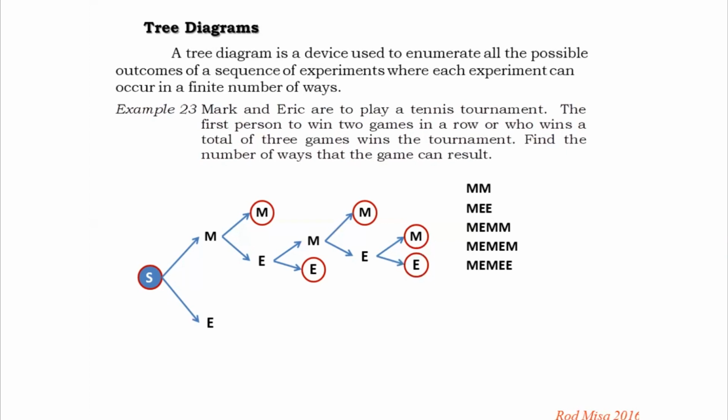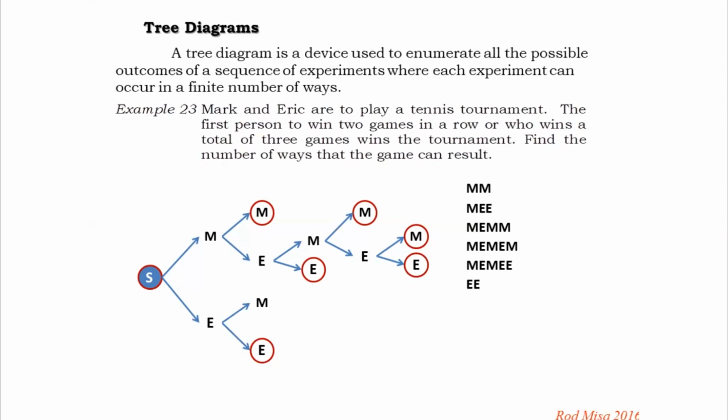But suppose during the first game, it was Eric who won the game. Then we need to play the second game. But the second game could result in 2 possible ways. It could be Mark who will win the second game or Eric. And suppose Eric won the second game. Then that's the end of the tournament here because Eric has won 2 games in a row. He won the first and the second game.